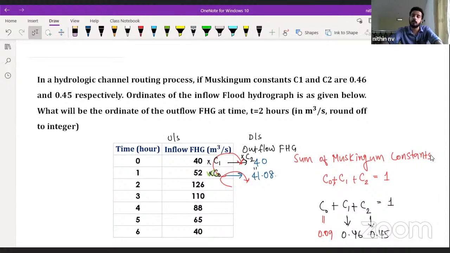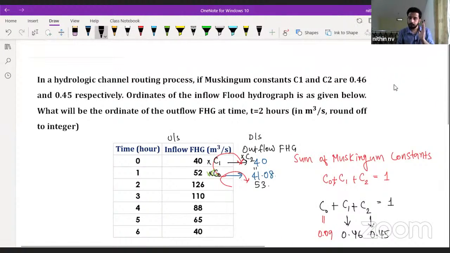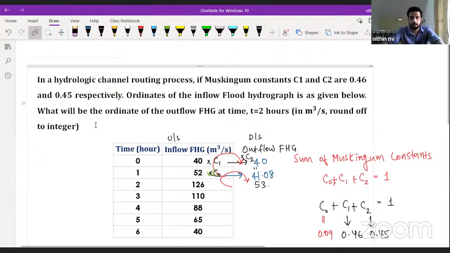And if you are comparing the ordinates, what we understand is that the starting and ending will be the same, the base flow, and all other ordinates of the inflow hydrograph will definitely be more than those of the outflow hydrograph. See, here we got something like 53 point something, no? Just compare the left hand side and right hand side. The inflow flood hydrograph will always have more ordinates, and if you calculate everything, the peak also will be higher for the inflow hydrograph. Clear? That's it. Now understood everyone?